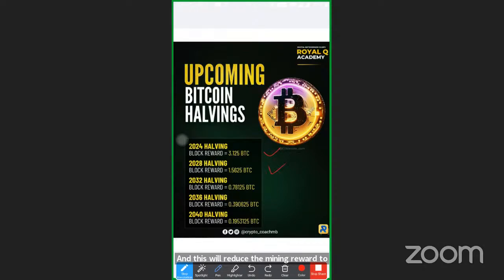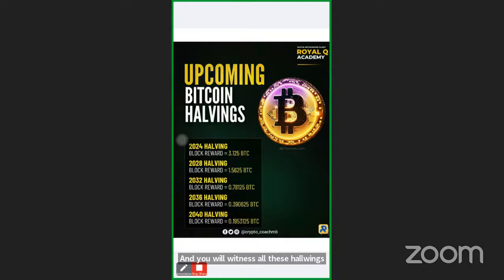Another 4 years, you will see in 2028 that the fifth halving will be happening, and the mining reward will again be cut in half. In another 4 years, you will see 2032, then 2036 and 2040. Maybe we live till then and you will witness all these halvings.